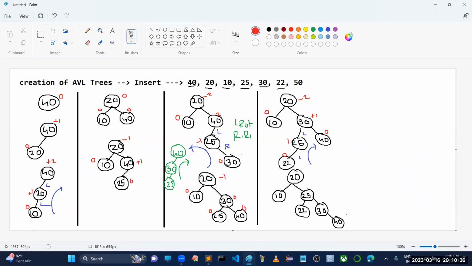So what is the balance factor for 40? 0. For this minus 1. For this 0. For this minus 1. For this minus 2. Sir, by rotating these, we are getting a problem. What is the newly inserted node? 22. It is the left child of this node, which is a right child. So again, we have to apply the LR principle.